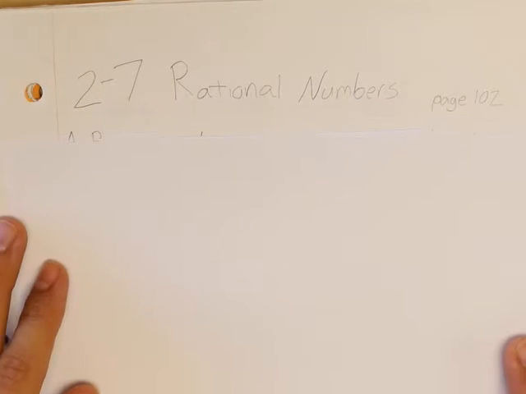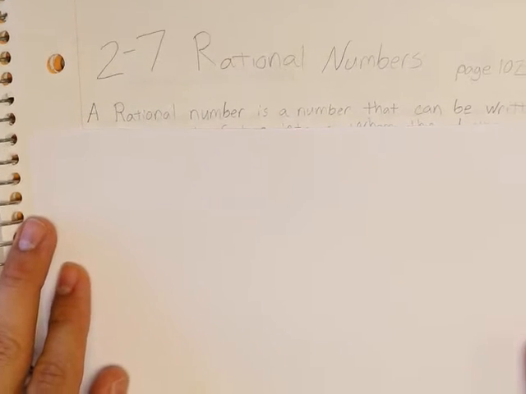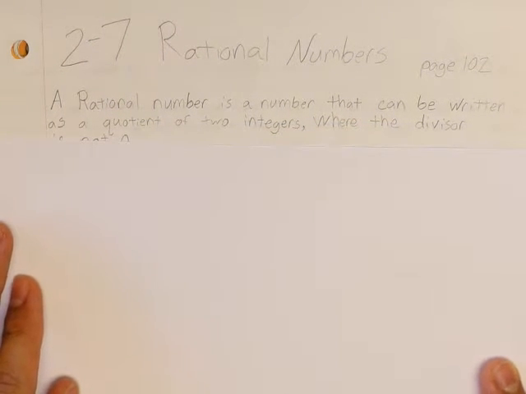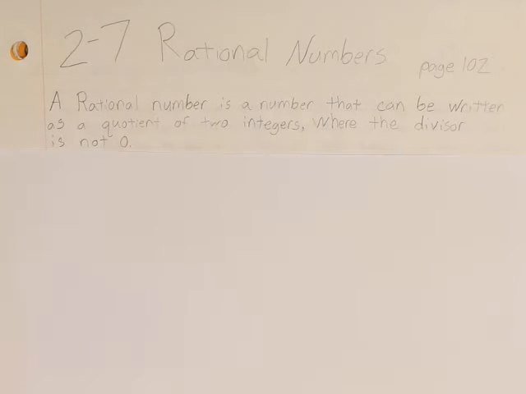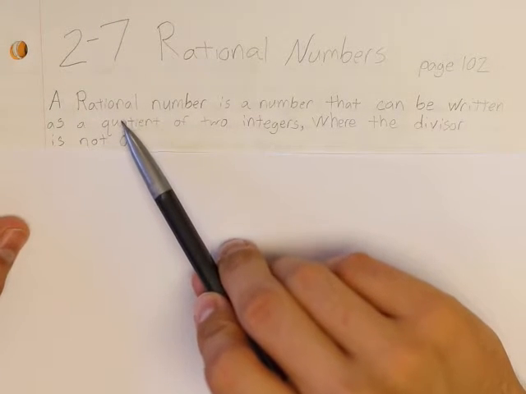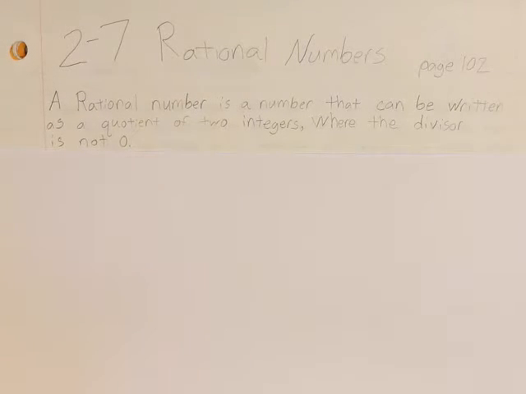Anyway, let's begin. First, we need to understand what a rational number is. Well, a rational number is a number that can be written as a quotient of two integers, where the divisor is not 0. And you're kind of like, what? What that means is, a rational number is any number that you can write as a fraction, okay? Any number that you can write as a fraction where the bottom number, the denominator, the number you're dividing it by, is not equal to 0.